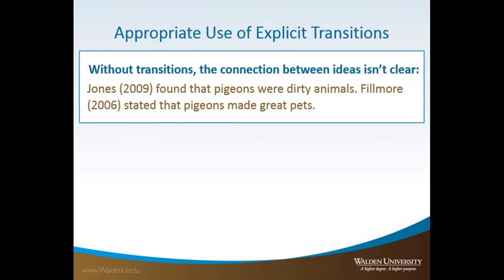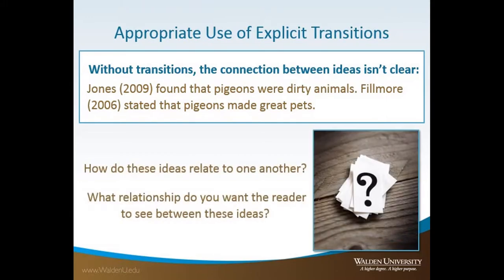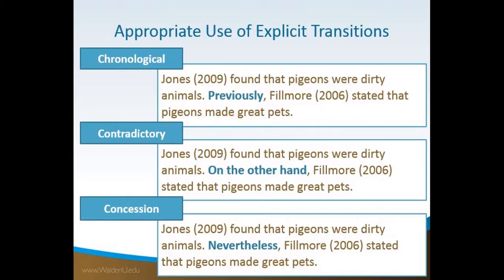To choose an explicit transition, ask yourself questions about the ideas, about how the ideas relate to one another, and what relationship you want the reader to see between the ideas. Here we can see how 3 different transitions indicate 3 different relationships between these same 2 sentences.